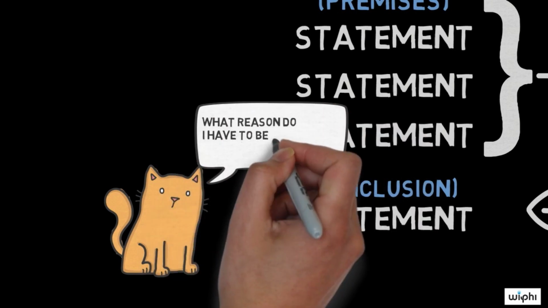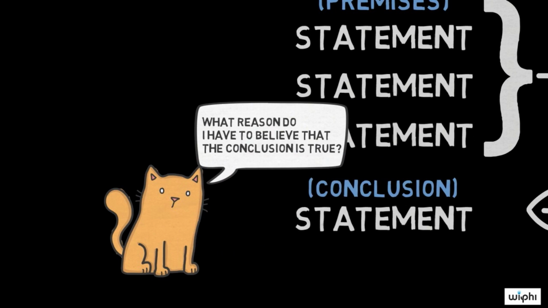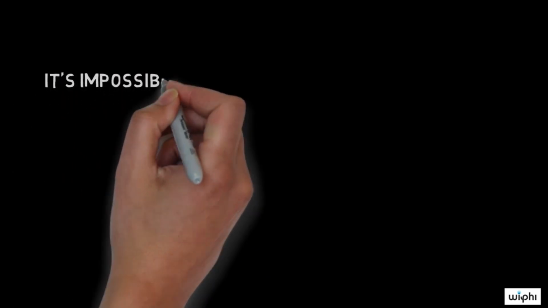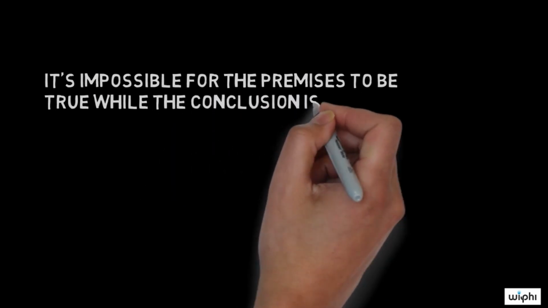But not all deductive arguments are good, and so there are several things to think about when deciding whether to believe the conclusion of a deductive argument. A good deductive argument really does guarantee its conclusion. Part of what this means is that it's impossible for the premises to be true, while the conclusion is false. When this is the case, we say that the argument is valid.